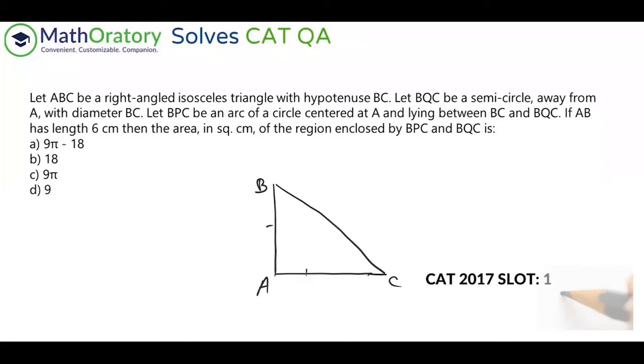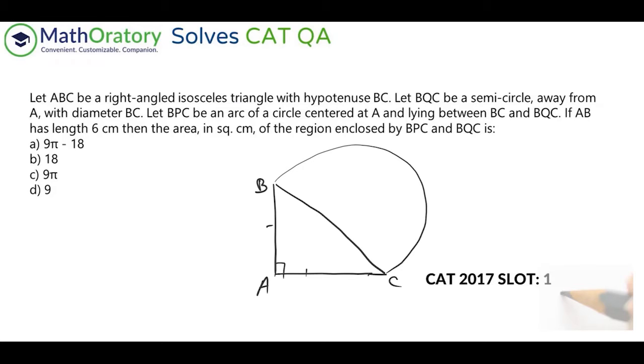BQC is a semicircle away from A. So BC is the diameter, but away from A implies something like this. So this is, let's say, the semicircle. If it were towards A, then it would pass through A, because it's a 90 degree angle. But anyhow, this is 90 degrees, and with diameter BC, of course, BQC is a semicircle, that's what it implies.